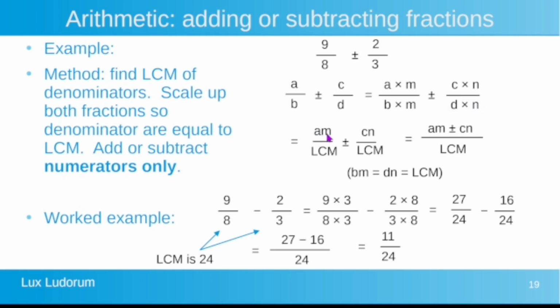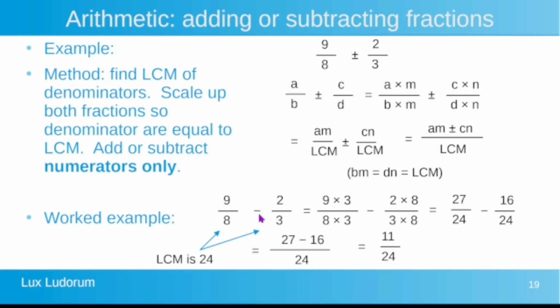And then we end up with a times m on the top over the lowest common multiple, plus or minus, depending on which sign we've got, c times n over the lowest common multiple. And then we can write that over the lowest common multiple as an plus or minus cn. bm and dn, these bottom bits here are the same and they are the lowest common multiple. So a worked example, that's a bit hard to digest, I know.